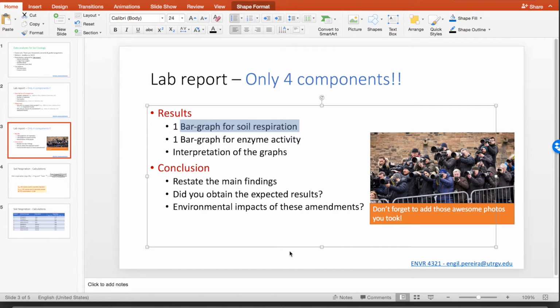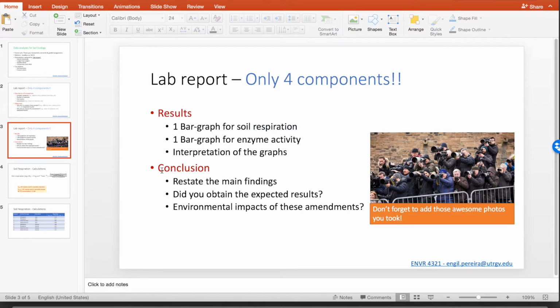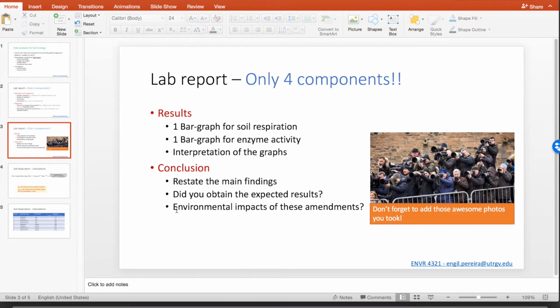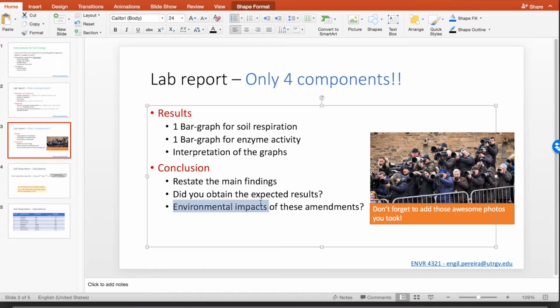Okay, then the fourth component of your lab report, it's your conclusions. So make sure to restate the main findings. For instance, your main finding could be that amendments increased soil respiration or increased enzyme activities. And also say whether or not you obtained the expected results that you described on your objectives. And also write what is the importance of your amendments to the environment.